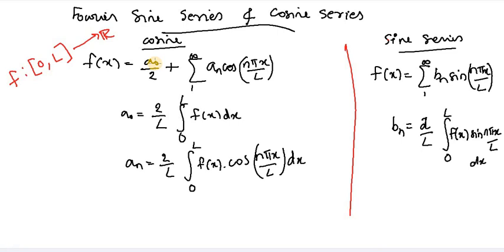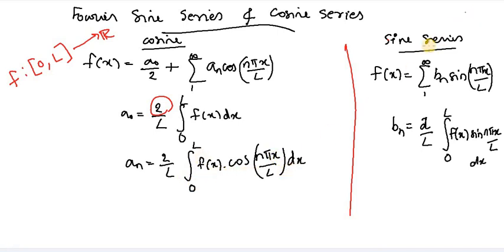So f(x) can be written as a0/2 plus the sum from n = 1 to infinity of an cos(nπx/L), where a0 is given by the formula 2/L. This 2 should be kept in mind because it was 1/L in the Fourier series expansion. a0 = (2/L) ∫ from 0 to L f(x) dx, and here it will always be from 0 to L, where L is the length of the interval. And an is equal to (2/L) ∫ from 0 to L f(x) cos(nπx/L) dx.